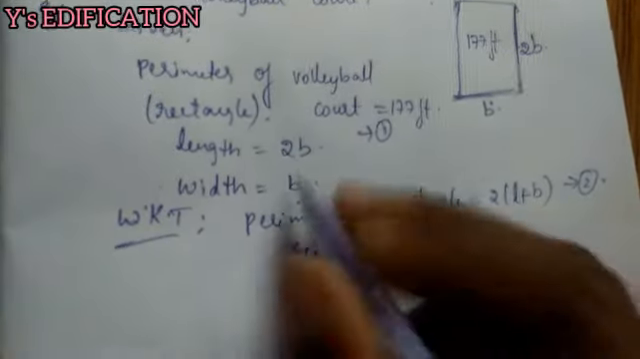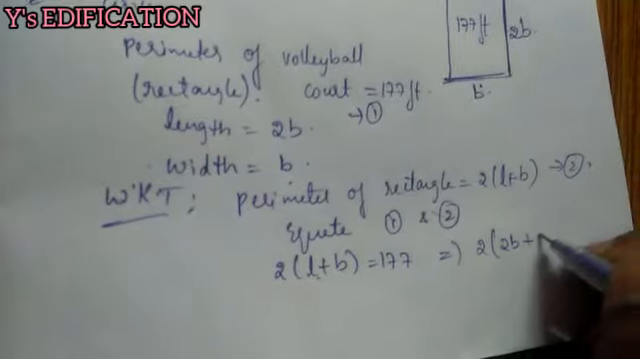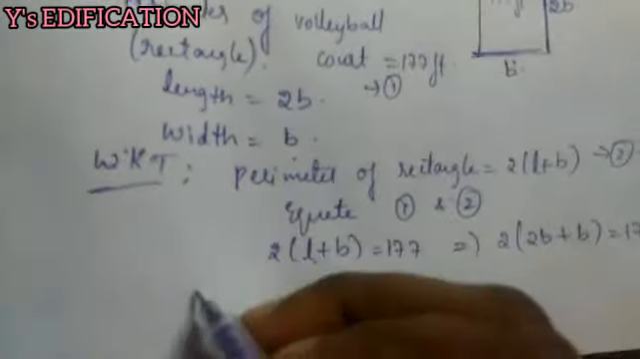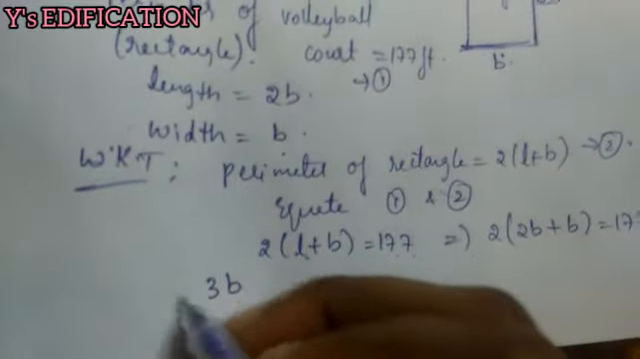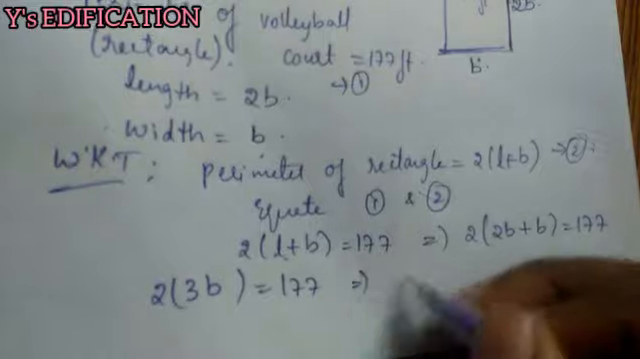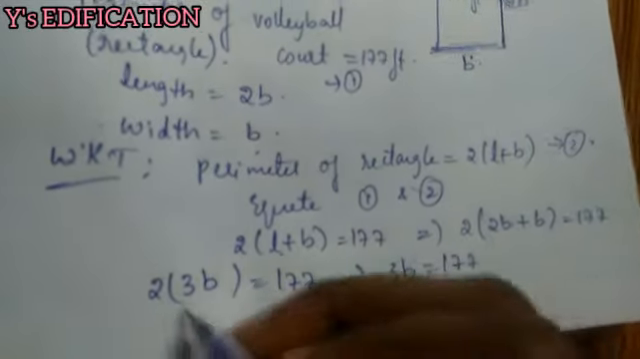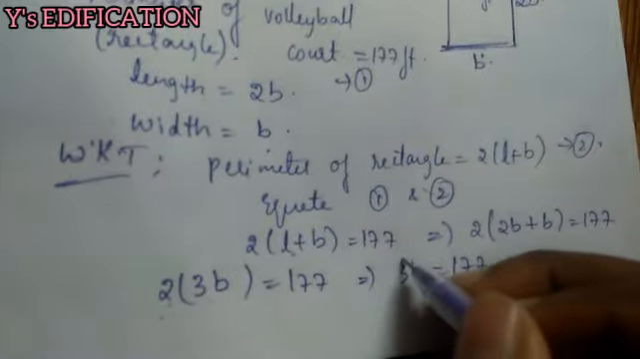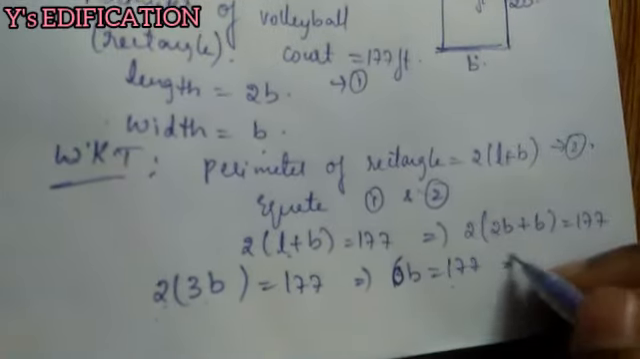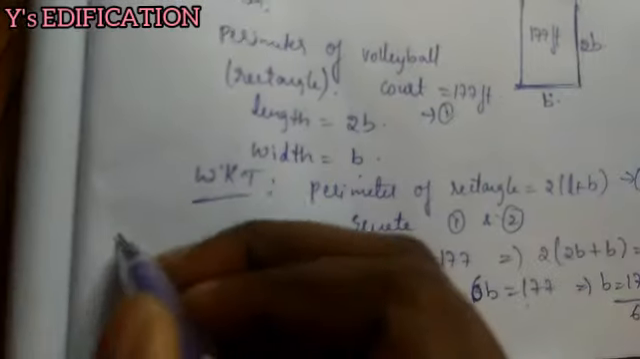So, substitute the L and B values here. 2 into, what is L here? 2B plus B is equal to 177. So, what is 2B plus B? 3B. So, 2 into 3B is equal to 177. So, 2 into 3 is 6B. Okay. So, B is equal to 177 by 6.